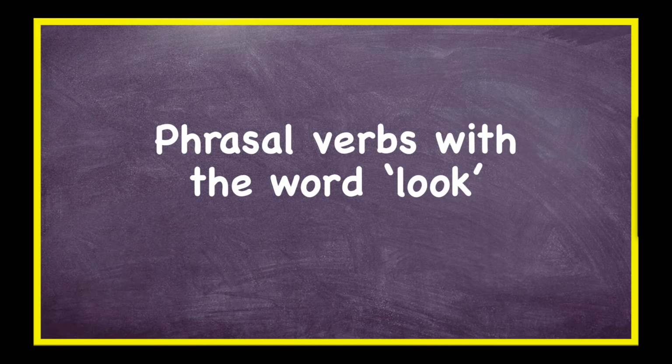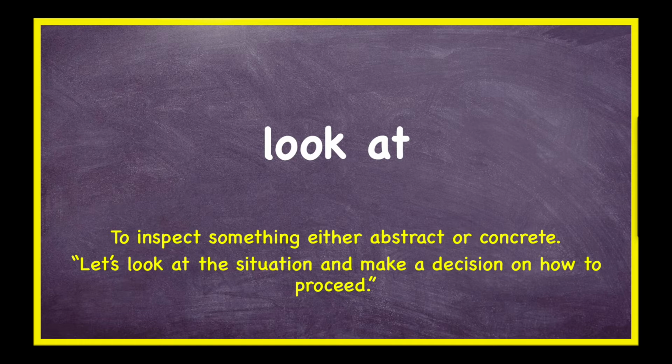So the first one we have is look at. This is simply to inspect something, either abstract or concrete. So for example, you could say, let's look at the situation and make a decision on how to proceed. You could also say, I'm going to go look at that painting over there, right? Or look at what you've done, right? Look at the mess you've gotten us into, right? So you're looking at something either concrete, like a table or a room or a painting, or abstract, like a situation.